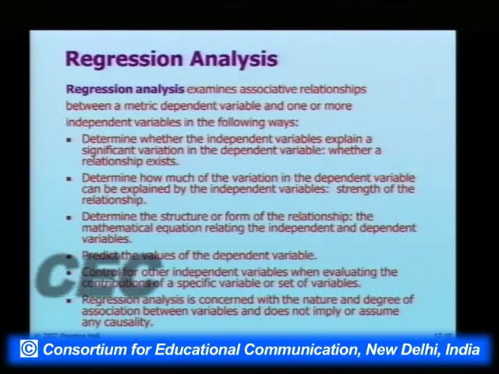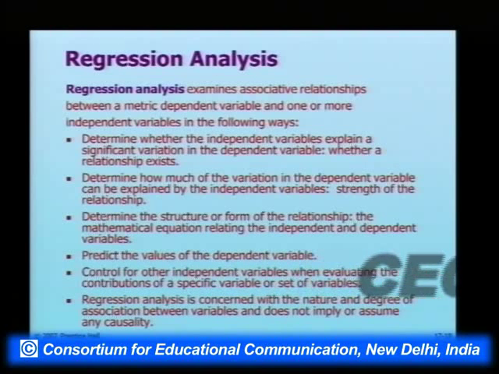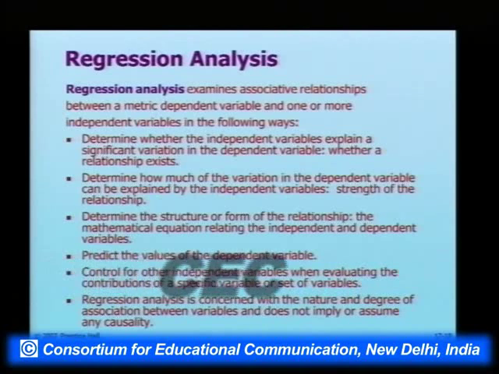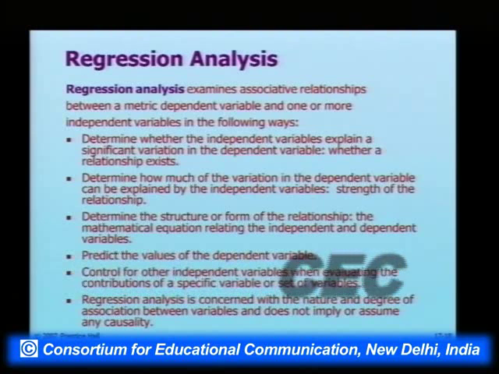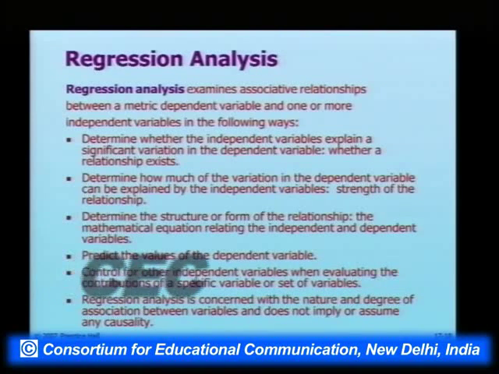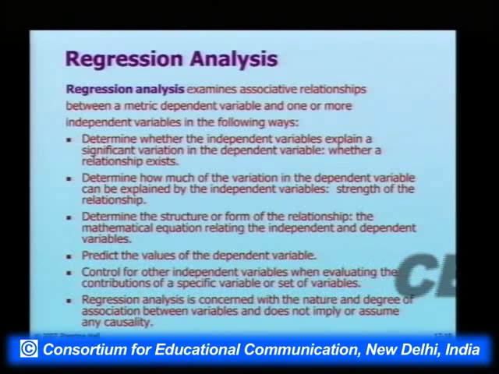Then we also want to predict the values of the dependent variable. If we have independent variables, then we also want to predict the value of the dependent variable by using the equation which we found in the previous step. Then control for other independent variables. At times we also want to know the effect on the dependent variable by changing only one of the independent variables and controlling for other variables. So this also is one of the objectives, and regression analysis is basically concerned with the nature and degree of association between variables and does not imply or assume any causality.